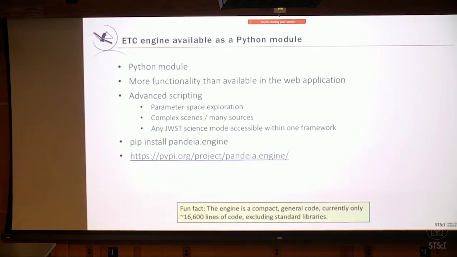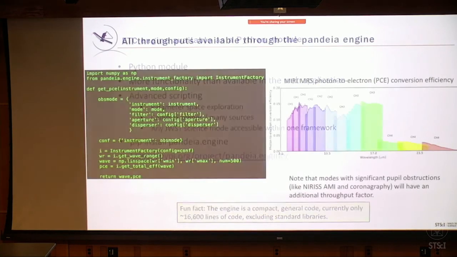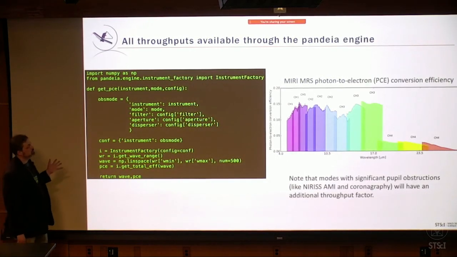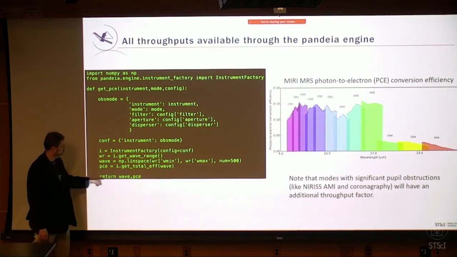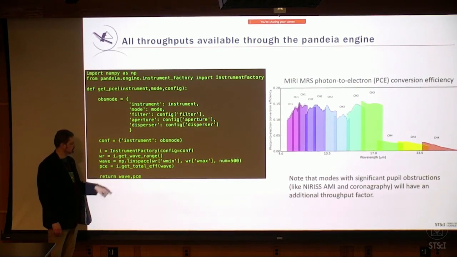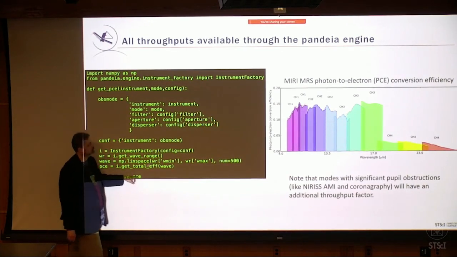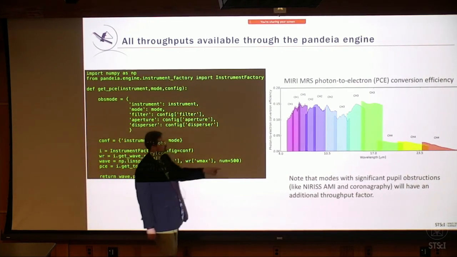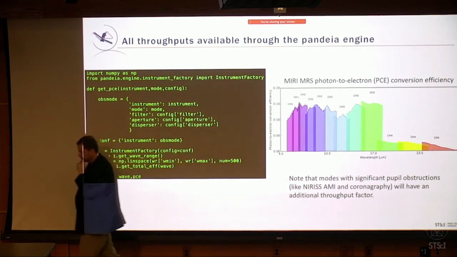As I said, the ETC engine is available as a Python module. You can find it on PyPI here, and you can pip install it, and on JDocs there are descriptions of how to do that. One potential use case for the engine is that it gives you access to all the throughputs that the ETC uses. There's a little script here for how to do that within the engine. You can just pick your instrument, your instrument configuration, and it'll put out, as a function of wavelength, the PCE, which is the photon to electron conversion efficiency. And there's some example of this here from MIRI MRS, what they look like.